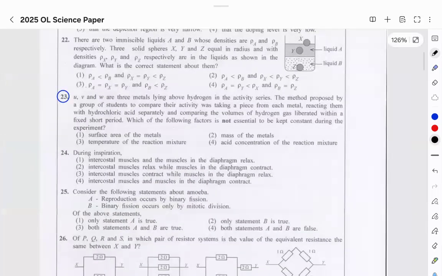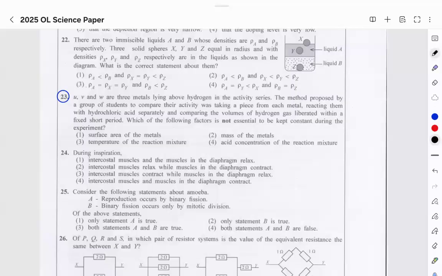The method proposed by a group of students to compare their activity was taking a piece from each metal, reacting them with HCl acid separately and comparing the volumes of hydrogen gas liberated within a fixed short period. What is the method? First method or second method? Yeah, it's the second method, right? They have measured the volume of hydrogen gas liberated when the metals are reacting with HCl within a short time period. Then they have used the second method.